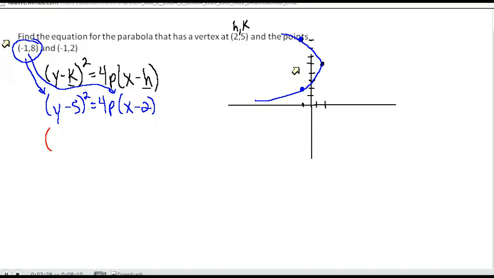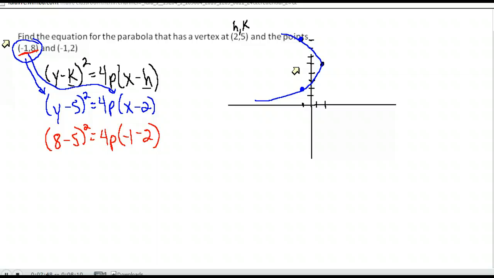Okay, so again, we're going to replace our y then with an 8 from that point. (8 minus 5) squared equals 4p times x. The x from our point that we chose was negative 1, minus 2. Now you can't pick any point out of the blue. It has to be something on the parabola, and they gave us 2 options we could have used.